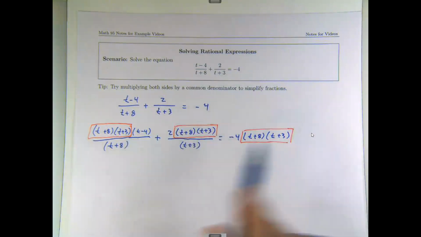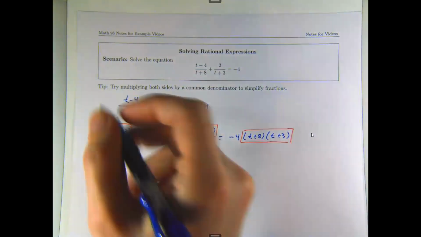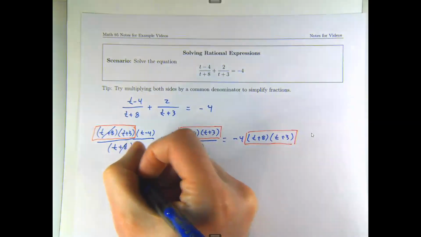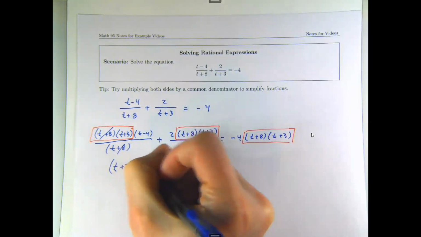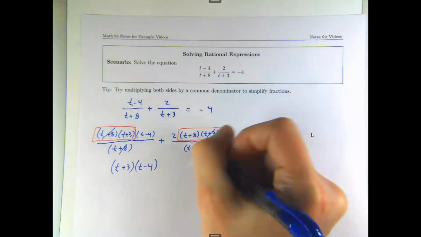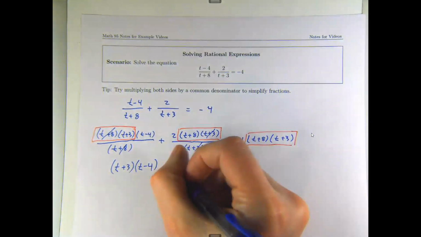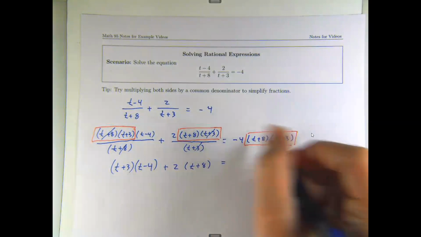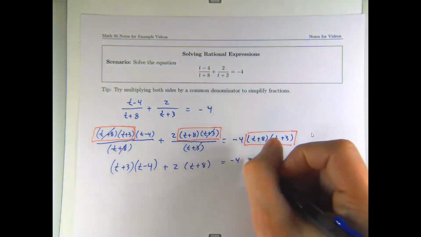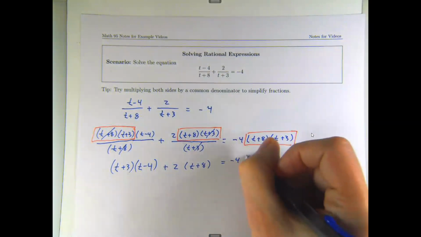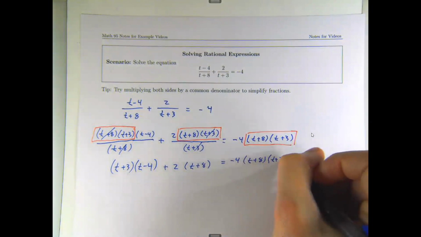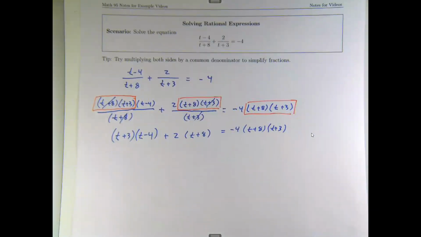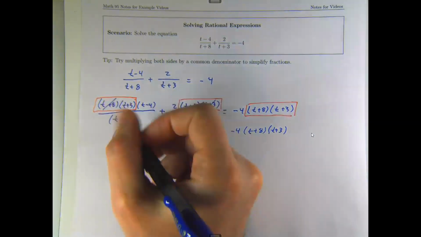And what's nice about this is there's a lot of cancellation I can do for some of these pieces. T plus 8 cancels for the first one, leaving me with t plus 3 and t minus 4. The t plus 3 cancels for this second piece. That leaves me with 2t plus 8. And on this other side, nothing cancels, bit of a bummer. I still have t plus 8, t plus 3. But you know what? I don't have fractions, and I'm really happy that I don't have fractions. I'm going to multiply things out and then combine like terms.